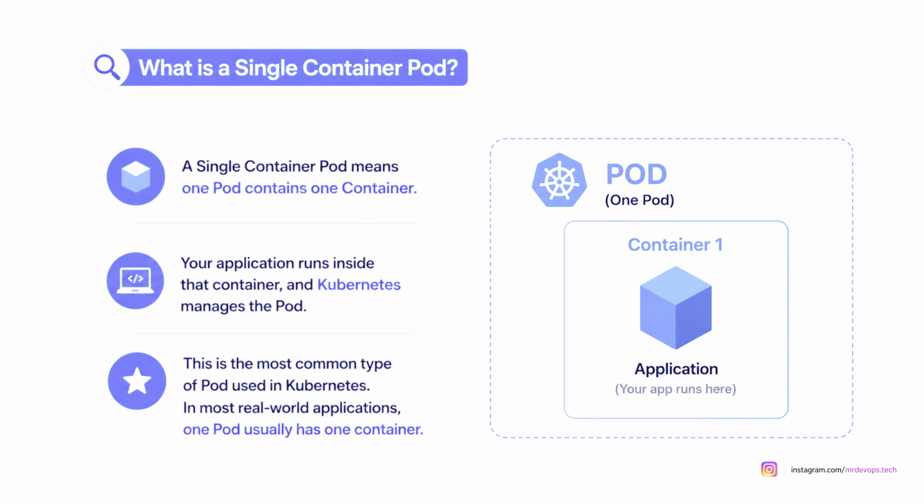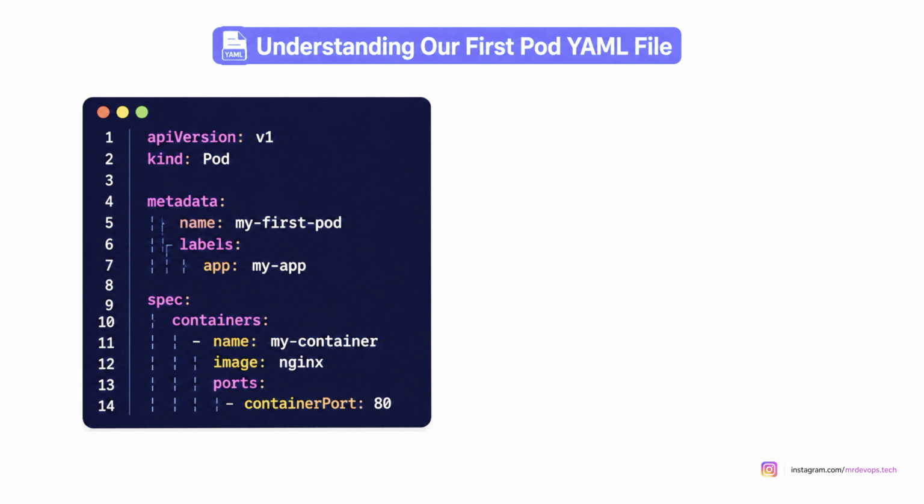So before we go hands on, let's understand the YAML file which we are going to create. In Kubernetes, we use YAML files to create and manage resources. This YAML file is called a manifest file. So let me explain every single line.